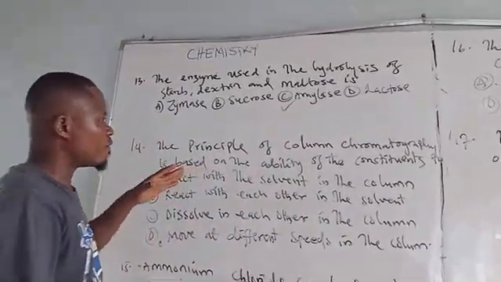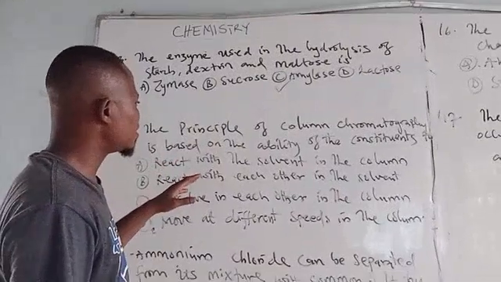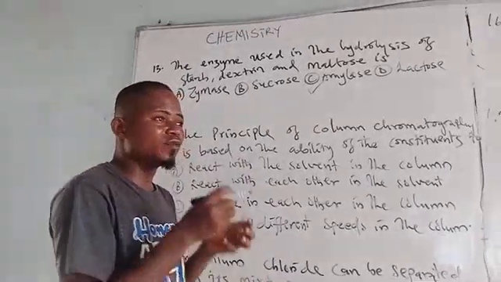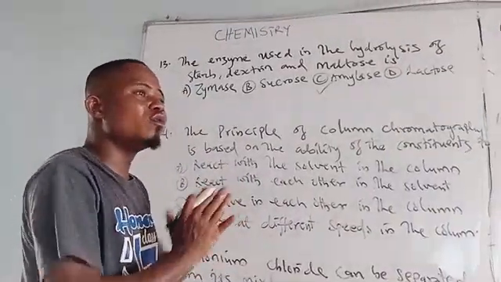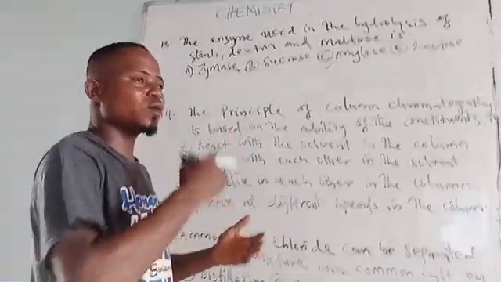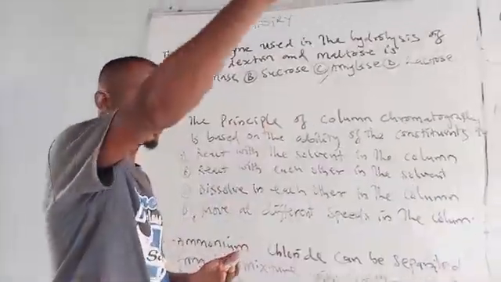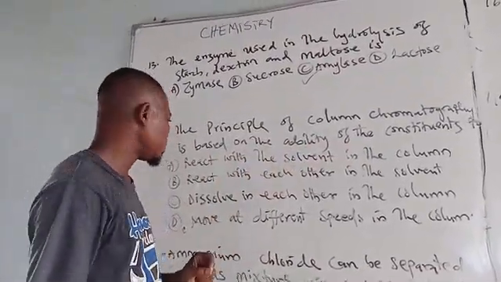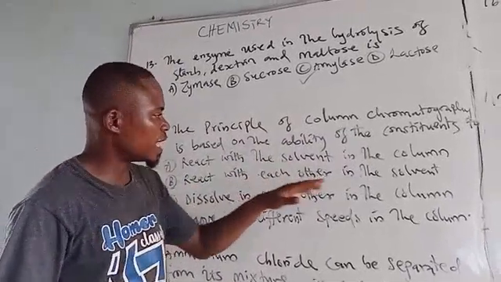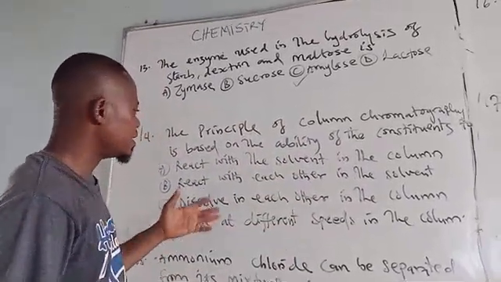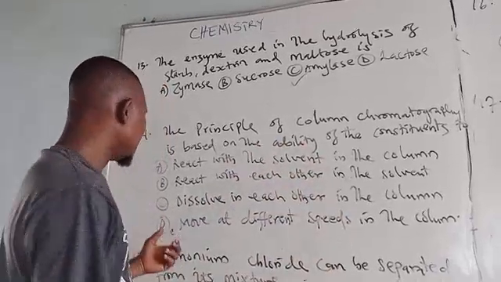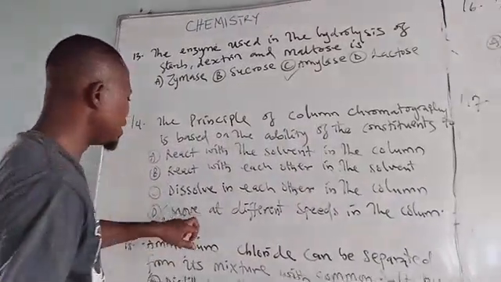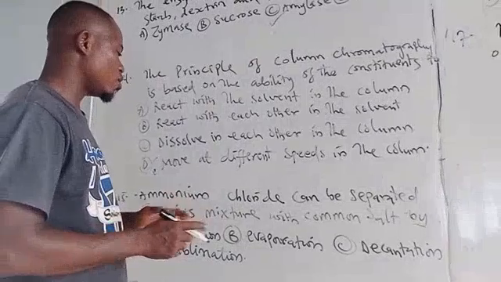The principle of column chromatography is based on the ability of the constituents to move at different speeds. Generally, chromatography is based on the ability of the solutes in the components to move at different speeds, so the faster one moves faster and separates first, followed by the next one. A, react with the solvent in the column. B, react with each other in the solvent. C, dissolve in each other in the column. D, move at different speed in the column. The correct answer is option D, move at different speed in the column.